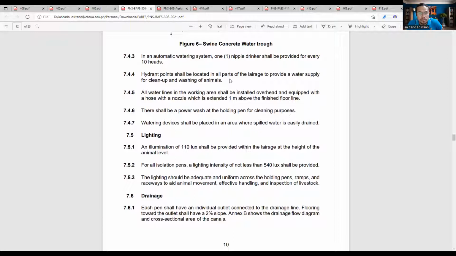Hydrant points shall be located in all parts of the lairage to provide the water supply facility for cleanup and washing of animals. All water lines in the working area shall be installed overhead and equipped with a hose with a nozzle, which is extended 1 meter above the finished floor line. There shall be a power wash at the holding pen for cleaning purposes, to clean the animals prior to slaughter. Watering devices shall be placed in an area where spilled water is easily drained.